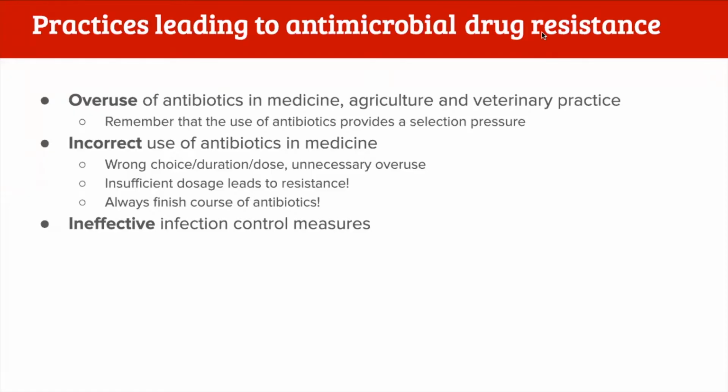So what are some practices leading to antimicrobial drug resistance? First of all, the overuse of antibiotics in medicine, agriculture, and veterinary practice. Because remember that the use of antibiotics provides a selection pressure on the bacteria. There's also the incorrect use of antibiotics in medicine. So things like the wrong choice of drug, the wrong duration or the wrong dose, and also unnecessary overuse once again. Because insufficient dosage leads to resistance, and you must always finish your course of antibiotics. And finally, ineffective infection control measures. So, for example, not washing your hands properly.